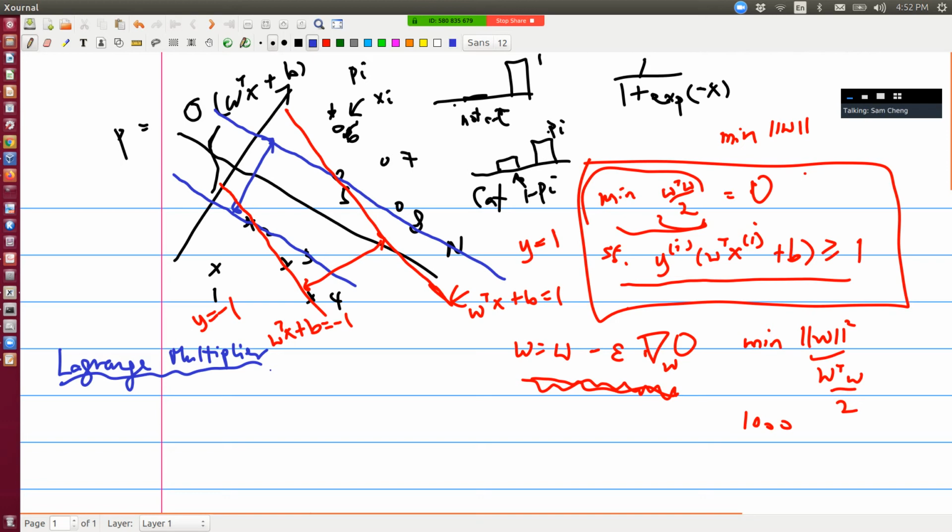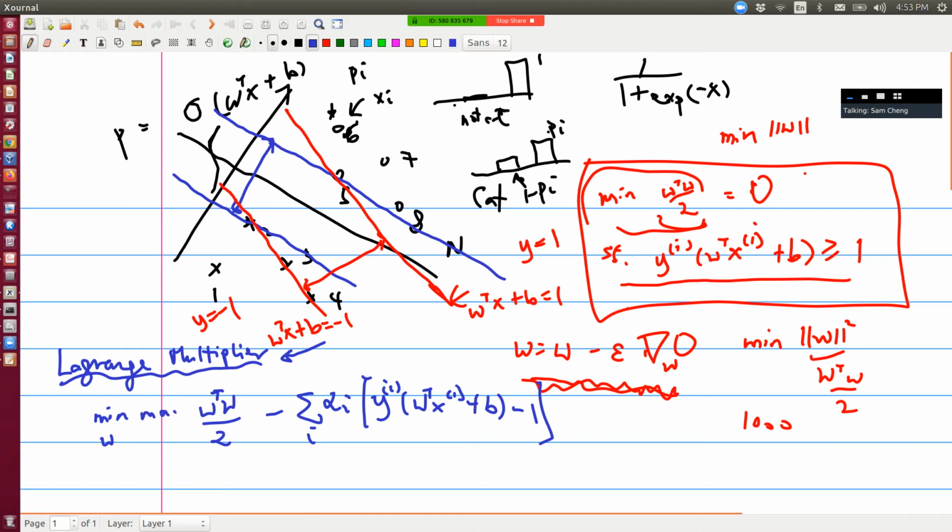When you have a constraint, this is a classic way to solve constrained optimization: you try to absorb the constraint into your objective function. After absorbing that, it's an unconstrained optimization problem. Then, as Robbie said, I can just take a gradient. So in this case, what I can do is consider this: minimize W transpose W over 2, minus alpha i, y i times W transpose x i plus b minus 1. This is minimized over W, and I maximize over alpha, where I want alpha i to be bigger than or equal to 0.